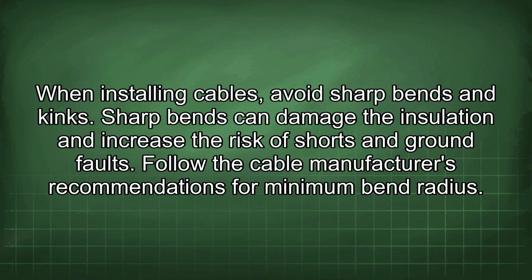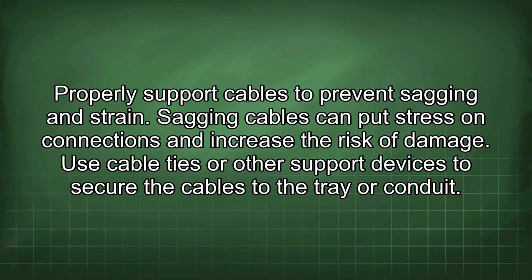When installing cables, avoid sharp bends and kinks. Sharp bends can damage the insulation and increase the risk of shorts and ground faults. Follow the cable manufacturer's recommendations for minimum bend radius. Properly support cables to prevent sagging and strain. Sagging cables can put stress on connections and increase the risk of damage. Use cable ties or other support devices to secure the cables to the tray or conduit.